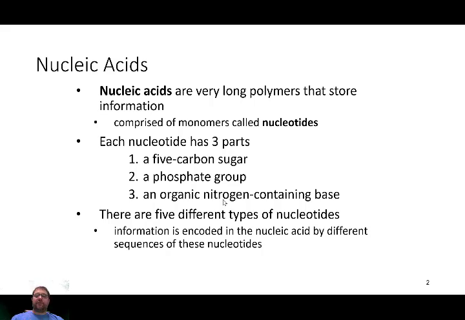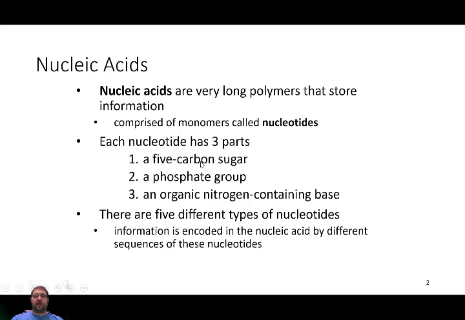Okay. It's the nitrogenous bases that give the nucleotide its unique type. So what nucleotide we have is based on the base. The phosphate group and the sugar, they don't change. If we're talking about DNA, there's no difference in the 5-carbon sugar.